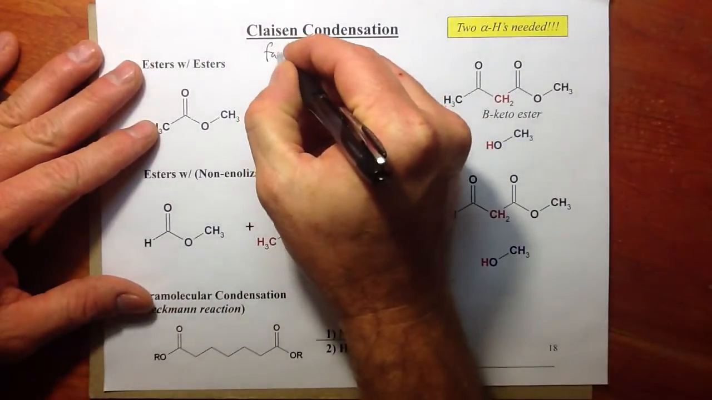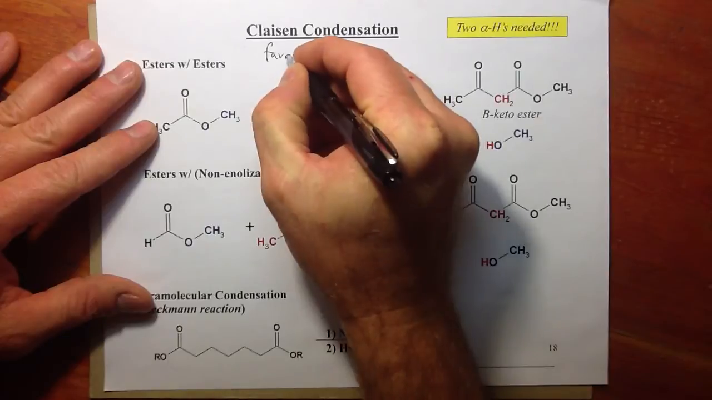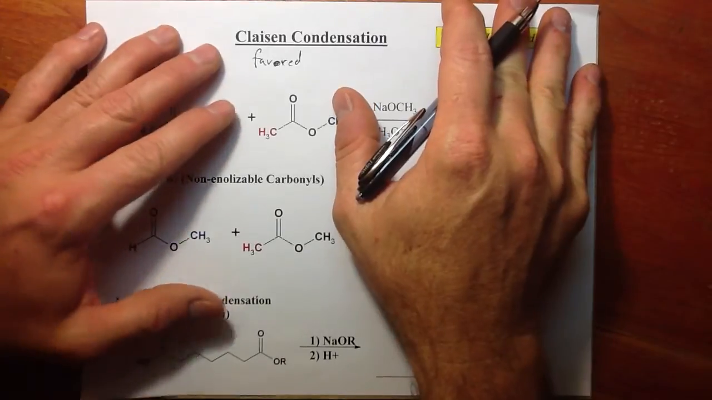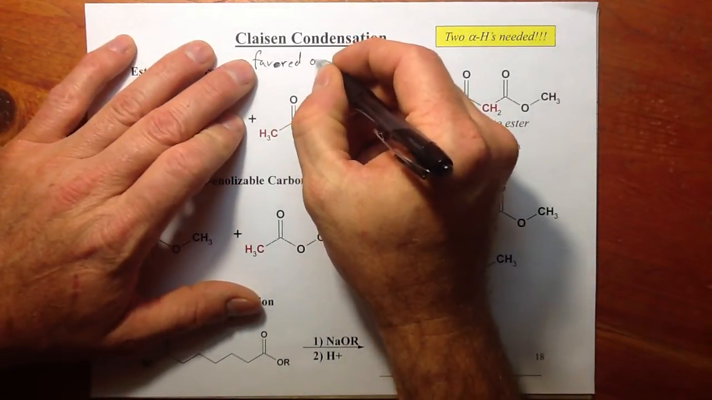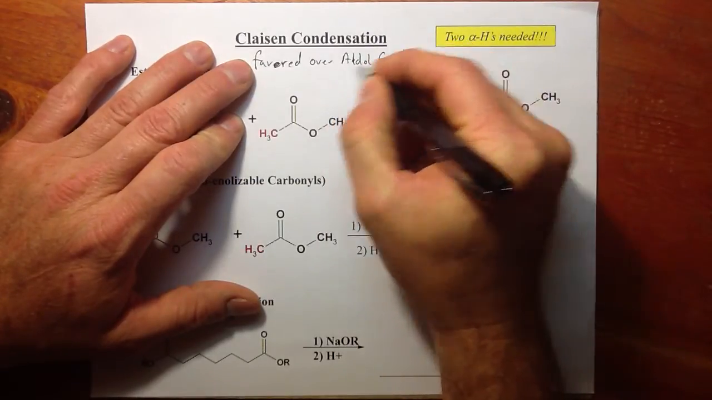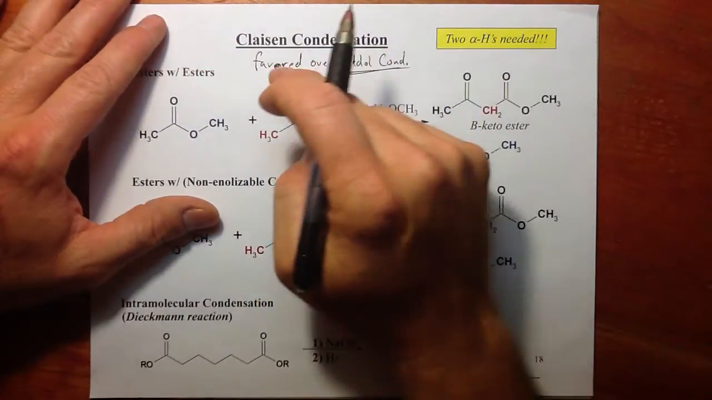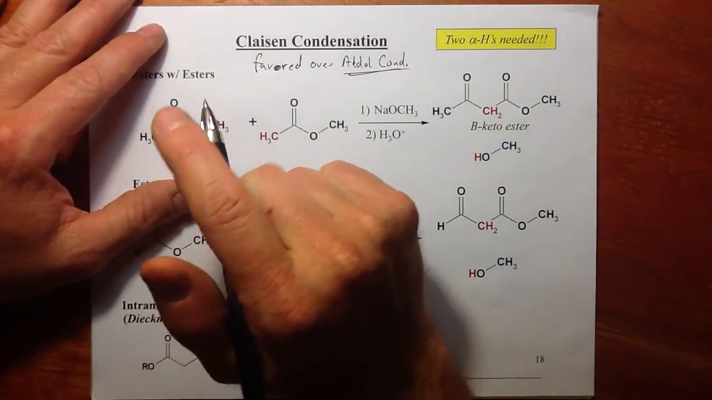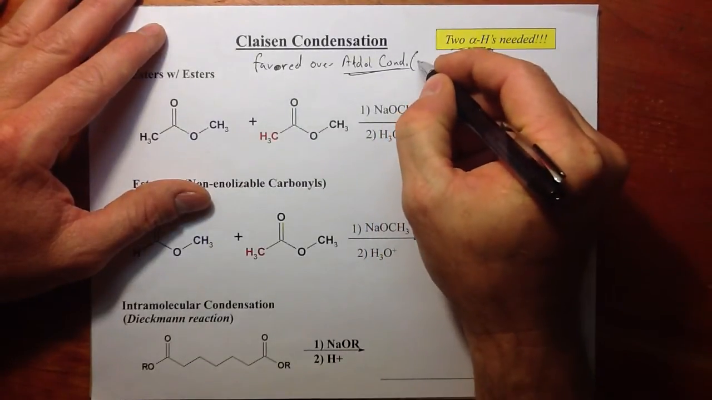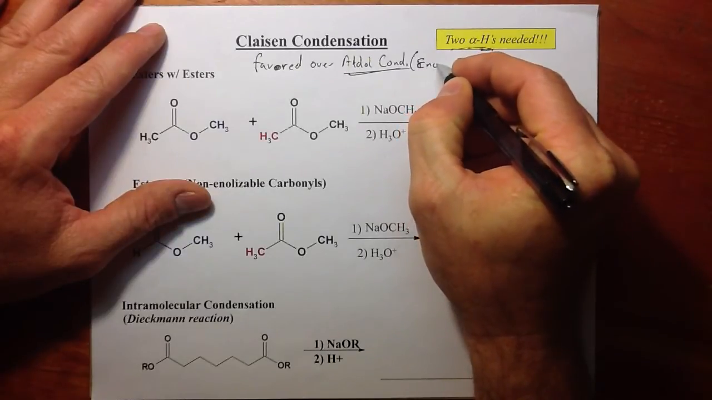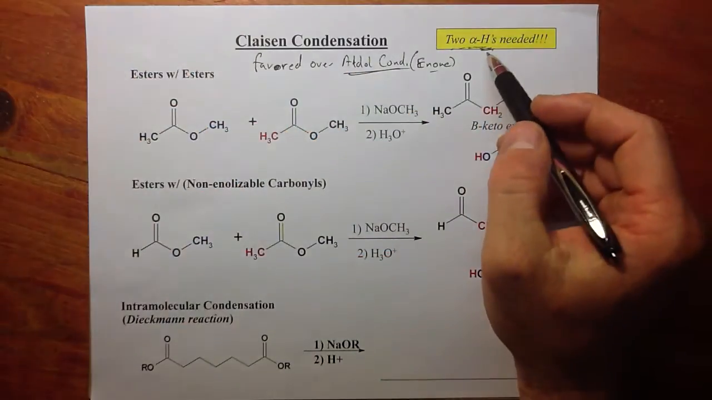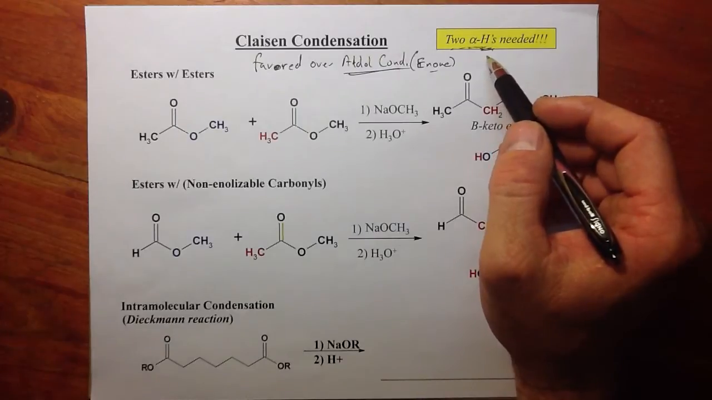Again, this is favored over aldol condensation, which we looked at in the third video to make enones, if you have the possibility for two different types of condensations. This is favored over that type of condensation. Just like aldol condensation, we still need two alpha protons to go. Aldol condensation went to enones. Claisen condensation, just like aldol condensation, requires that we have two alpha protons for that reaction to be favored.